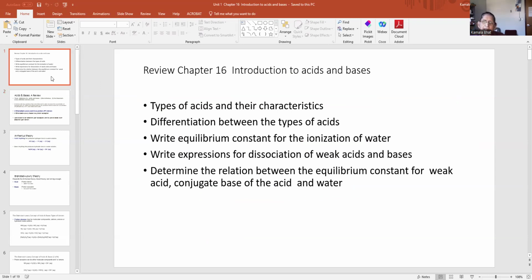So here, in the introduction part, we are going to describe what types of acids are there and their characteristics, differentiate between the types of acids, write the equilibrium constant for the ionization of water, write expressions for dissociation of weak acids and bases, determine the relation between the equilibrium constant for a weak acid, equilibrium constant for the conjugate base of the acid, and water itself.